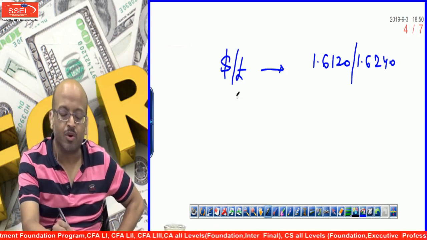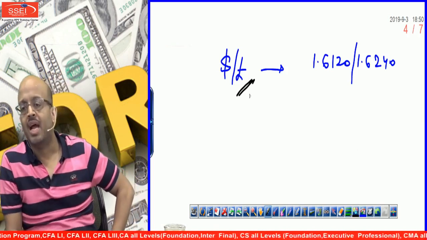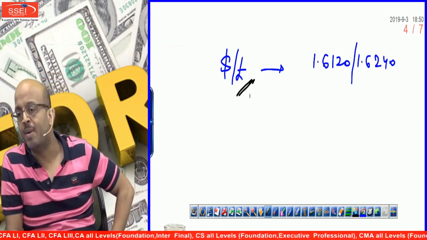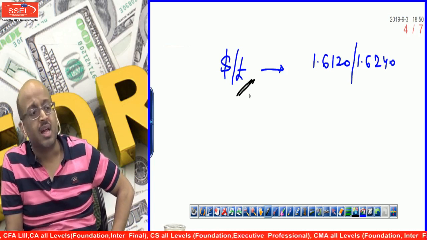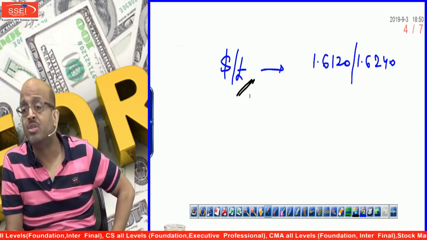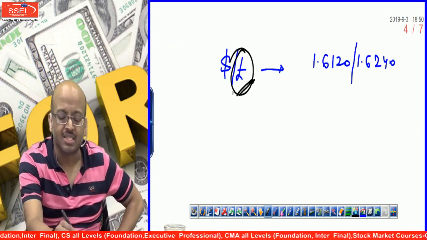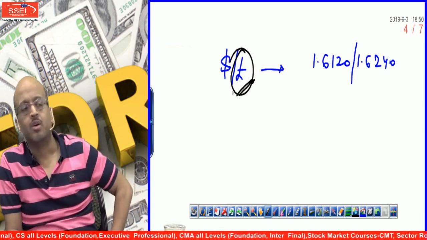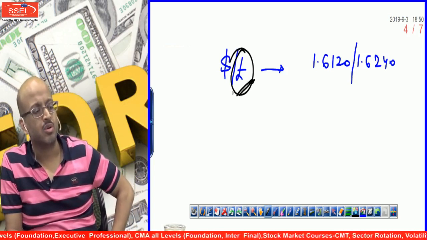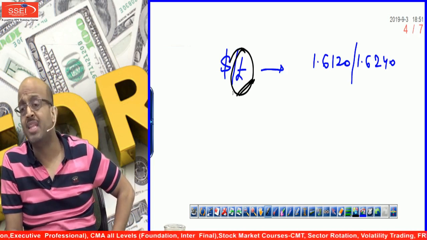80,000 was pound. The rate is also a pound. Therefore multiply. Correct? And we wanted to sell pound. You are selling the base currency, the lower rate, 1.6120.